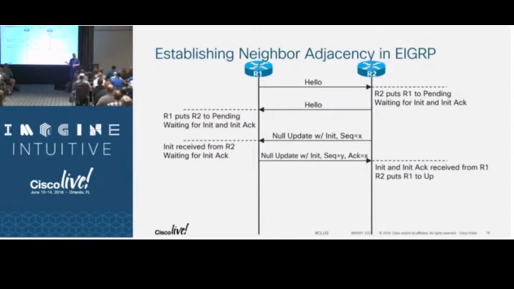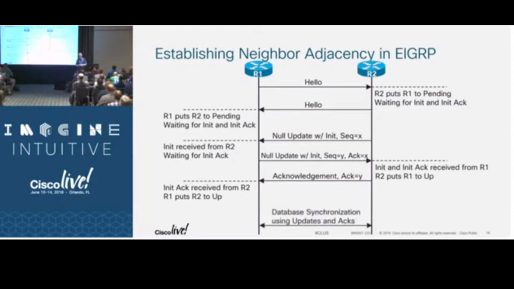So R2 now goes fully up, and says, okay, R1 can hear me. All's good. R2 just now acknowledges this information, sends back an acknowledgement to R1, and now R1 is fully happy because it received the init ACK, and so it puts R2 into the full state. Now what happens is just the exchange of the topology tables between these two neighbors.